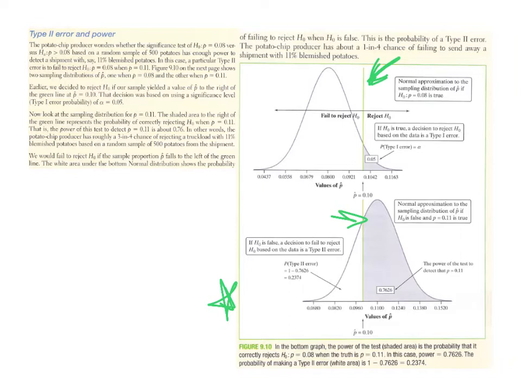So in other words, the potato chip producer has about a 3 in 4 chance of rejecting the truckload of potatoes with 11% blemished potatoes based on a random sample of 500 potatoes from the shipment.